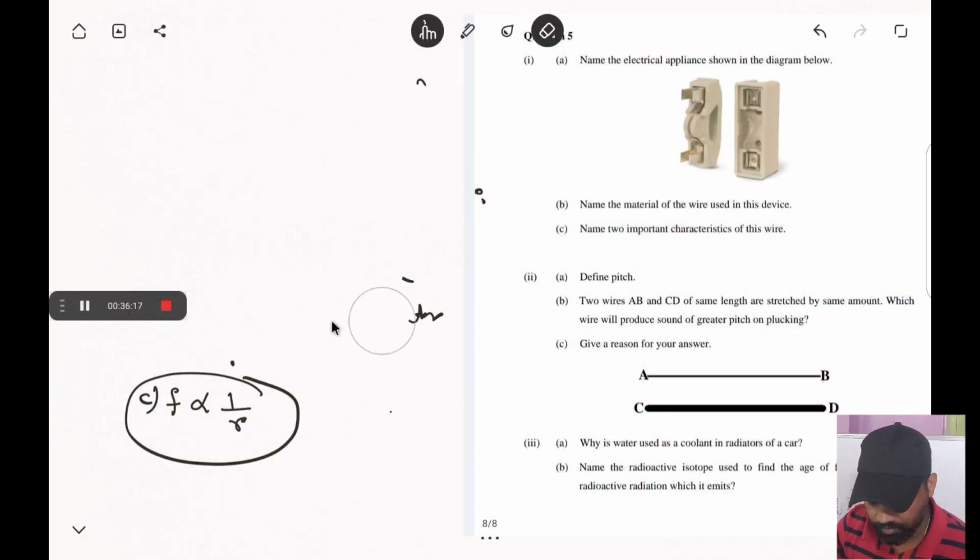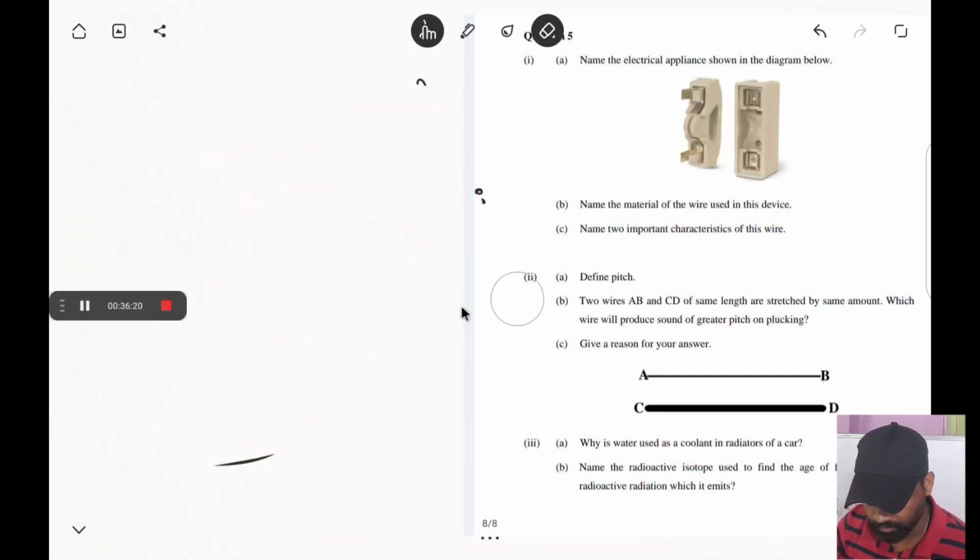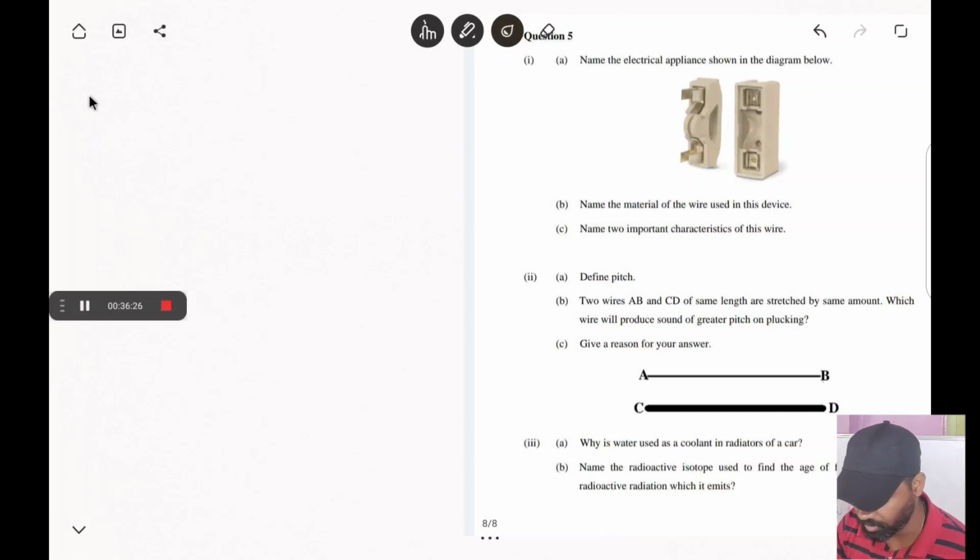Now let us look at number 3. Okay. This is the last question. You have to attempt any 3 out of these 5. There will be an option. Okay. Number 3, part A. Let me see what they've given.